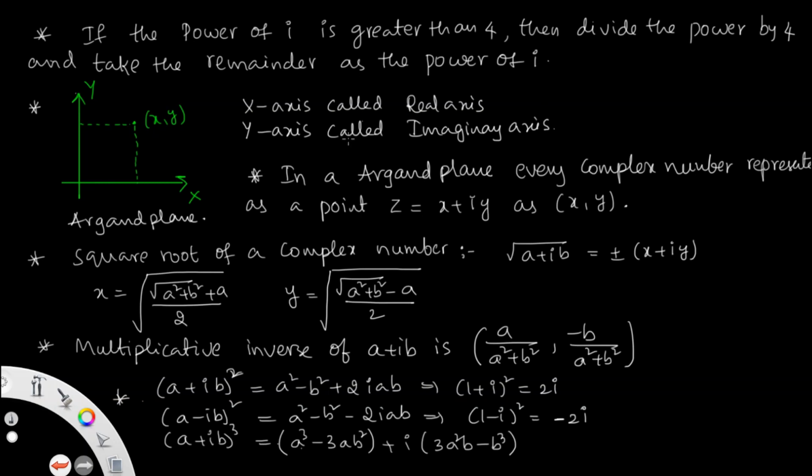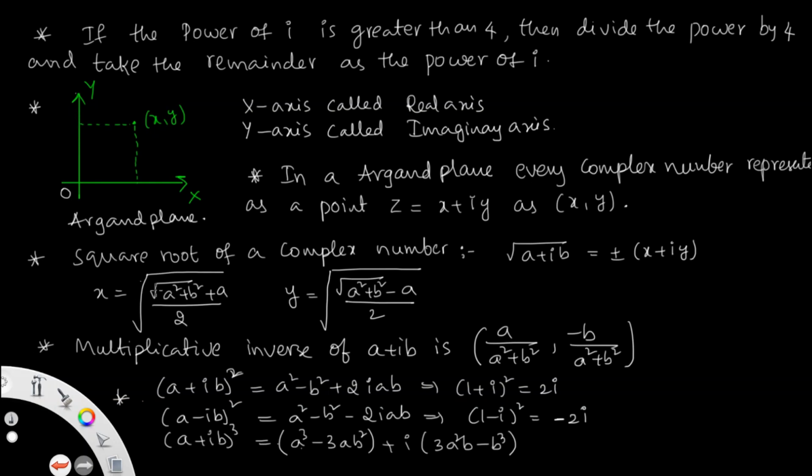So in the Argand plane, the x-axis is called the real axis and the y-axis is called the imaginary axis. In an Argand plane every complex number z equal to x plus iy is represented as a point with coordinates x comma y. This structure is called an Argand plane. Here x is the real axis, y is the imaginary axis.